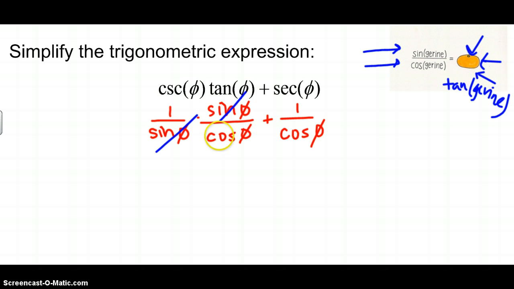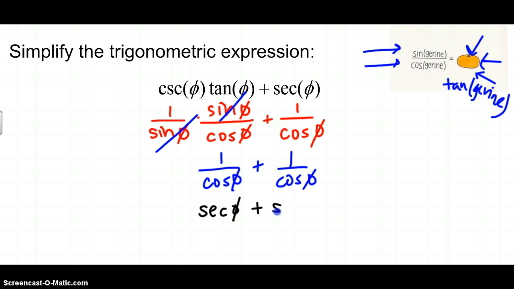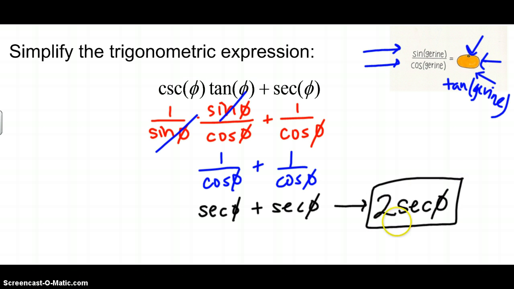Sine and sine are going to cancel with algebra. So I get 1 over cosine plus 1 over cosine. Well, 1 over cosine is the same thing as secant. Likewise, 1 over cosine is the same as secant. And secant plus secant will equal 2 secants. 2 secants is much simpler than writing all of this.